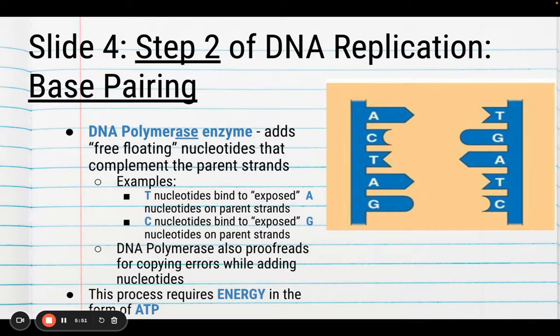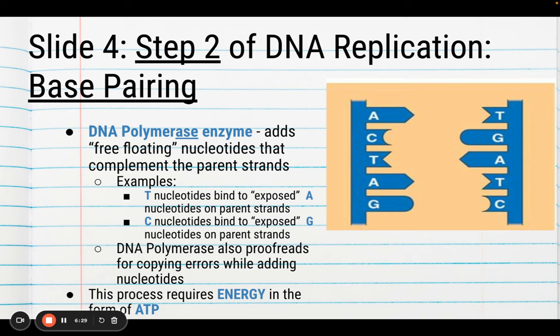That leads us to the second part of DNA replication, base pairing. So DNA polymerase is another enzyme that's really important to this process. And in the nucleus, there are these free-floating nucleotides. So these nucleotides for DNA include the 5-carbon sugar, the base, and the phosphate group. They get added by this enzyme to complement the exposed parent strands of DNA. So the daughter strand will be added 1 base at a time by the DNA polymerase. So here a thymine would be added, here a guanine would be added, here an adenine would be added, and so on and so forth.